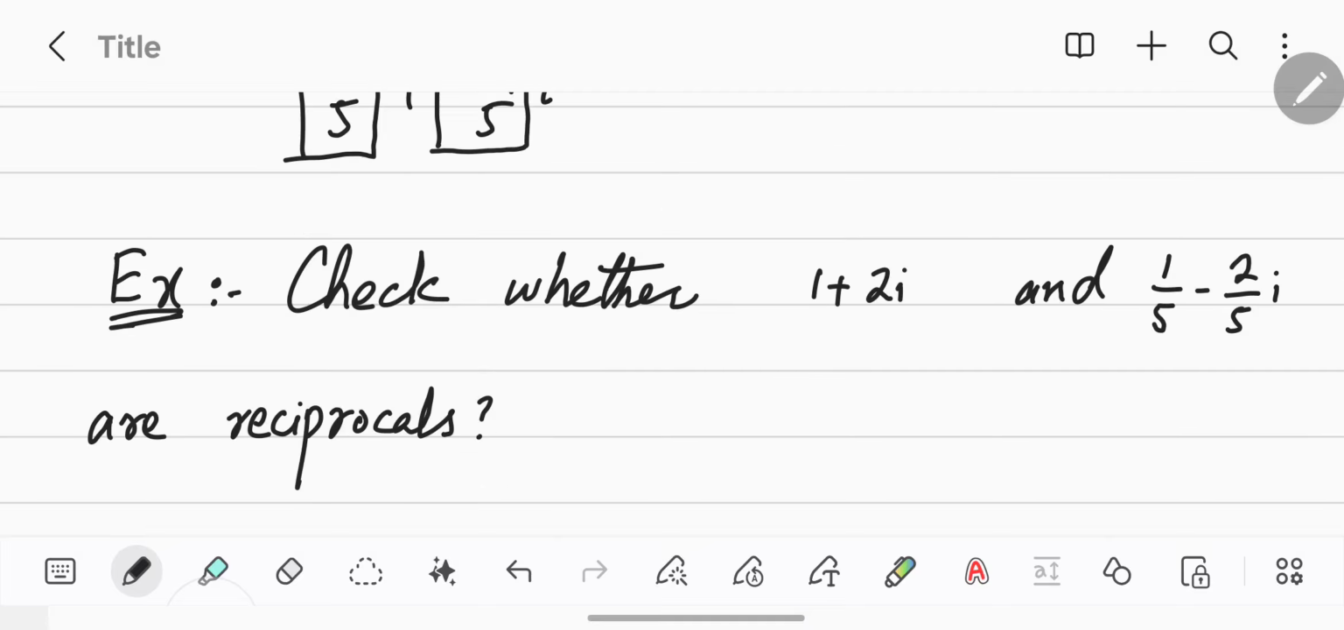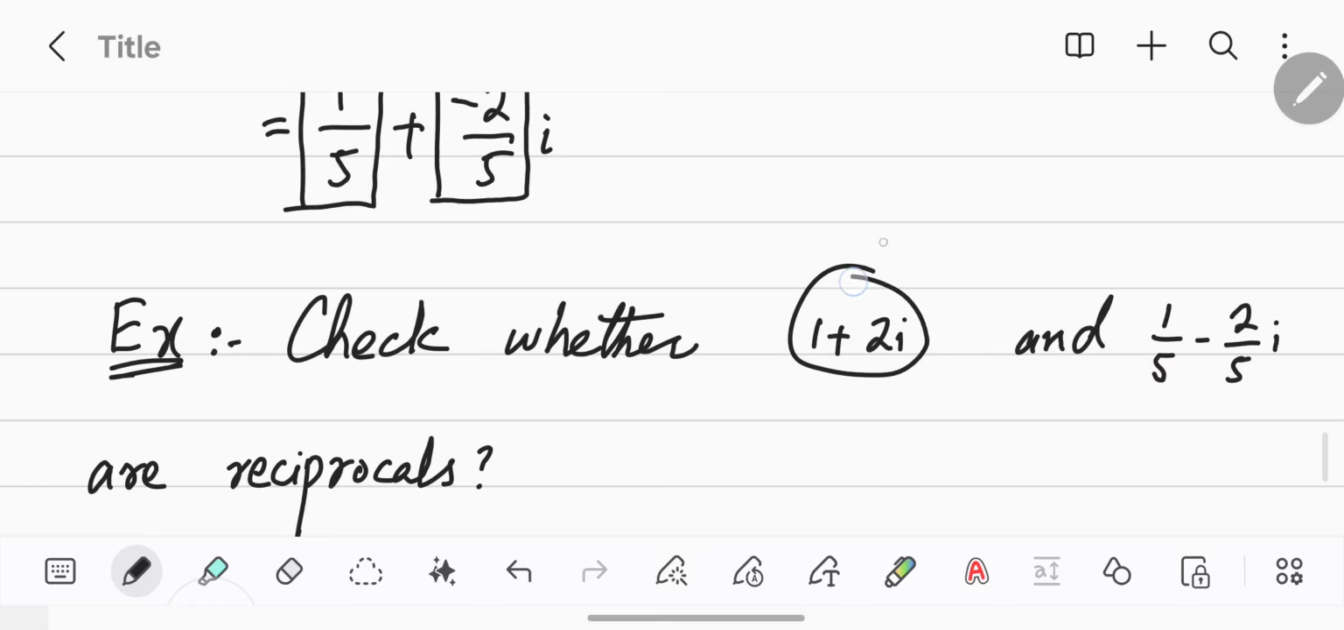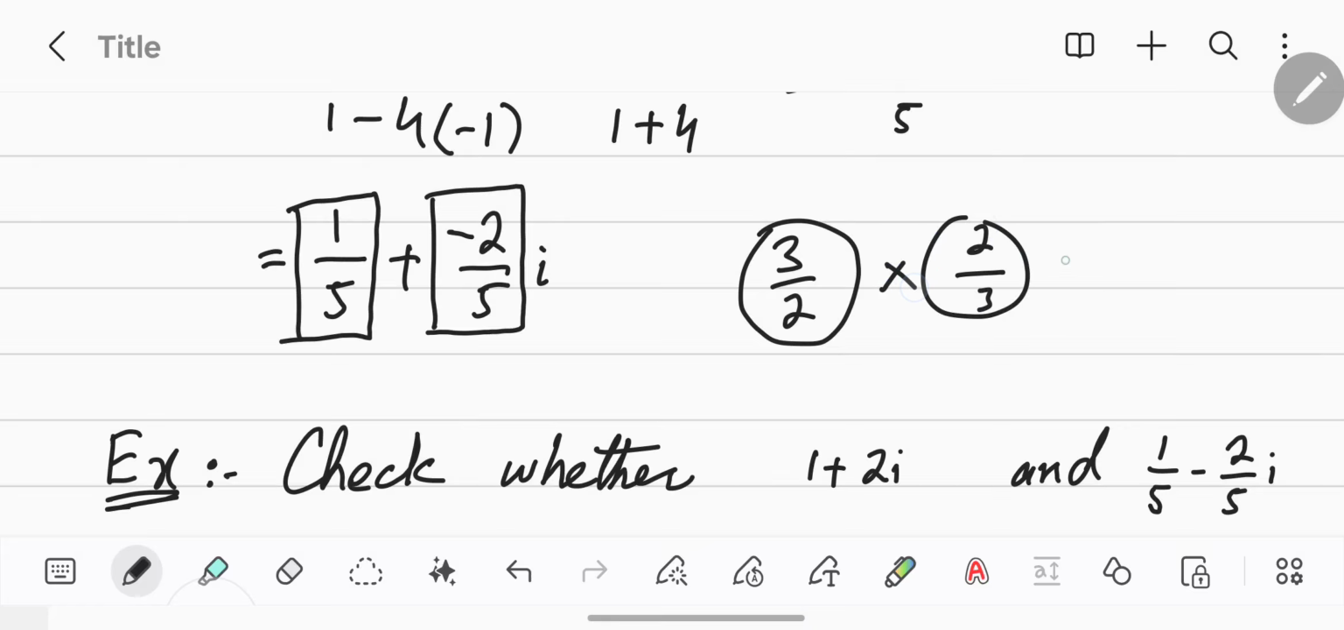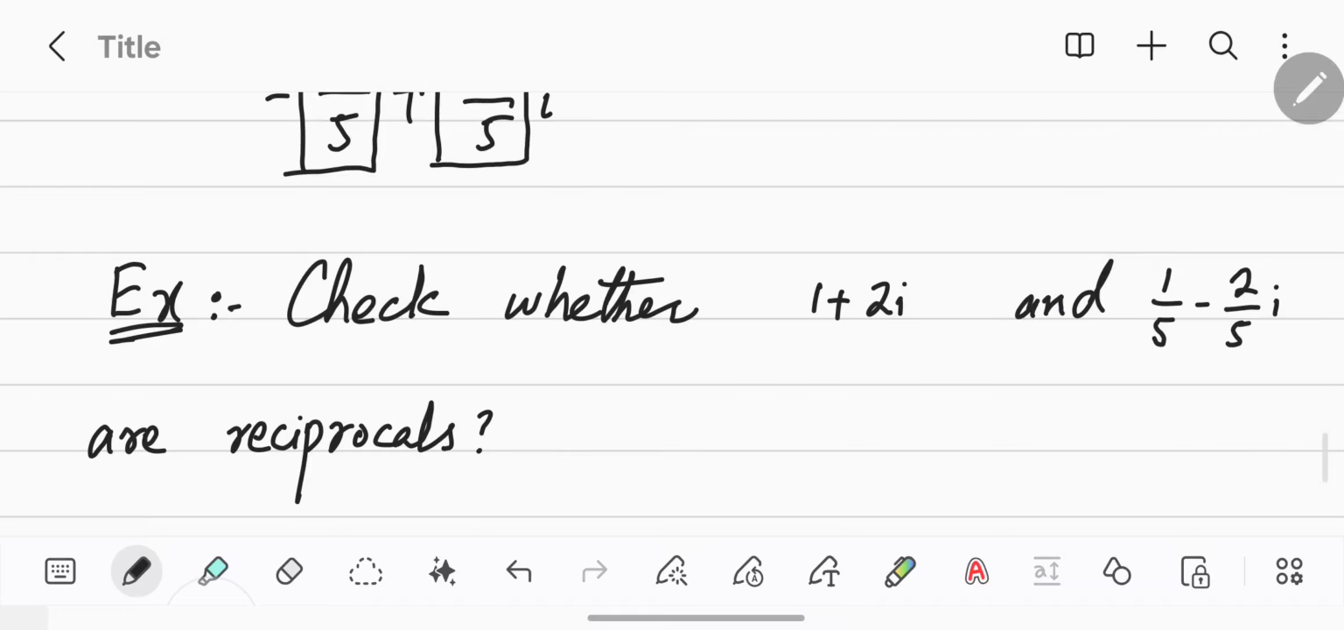Okay. In the next example, we will check whether these two complex numbers are reciprocal or not. Okay, I have discussed in this video earlier that if I have a complex number, for example 3 by 2, and we have its reciprocal, which is 2 above and 3 down, 2 by 3, then if I multiply this number with its reciprocal, I should get 1. You can check, this 2 will cancel with this one, this 3 will cancel with this one, you will get 1.